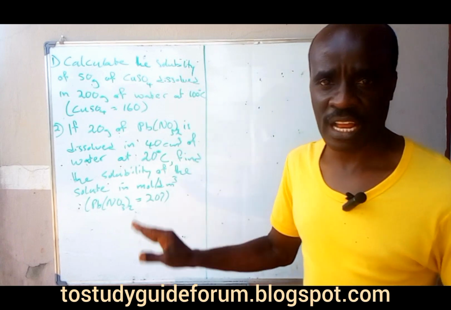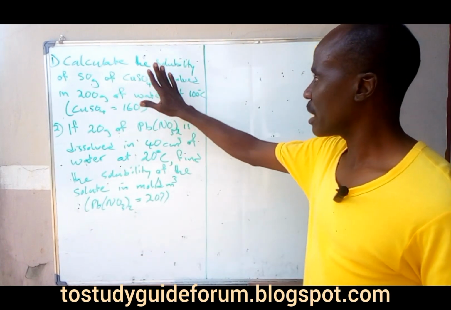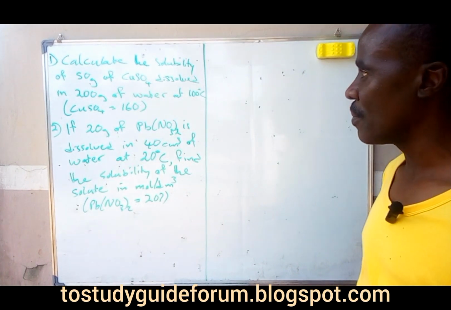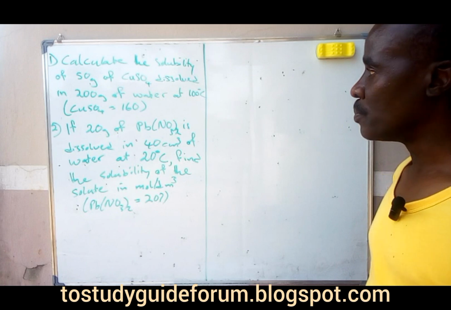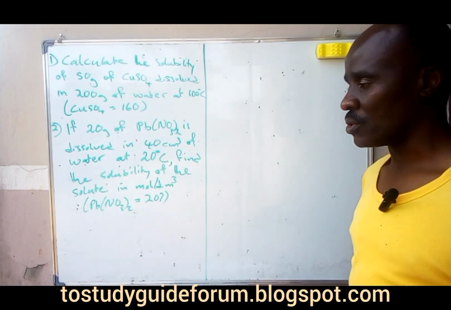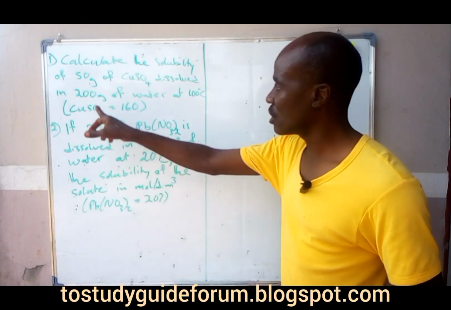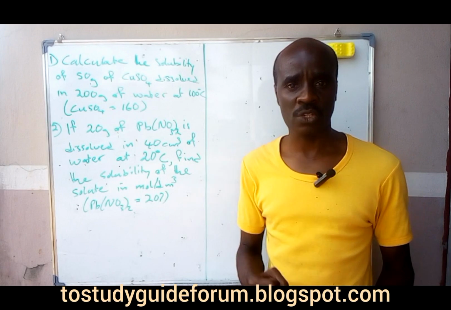Now we have a series of calculations that have to do with solubility. We have about two of them. Say, calculate the solubility of 50 grams of copper 2 sulfate 6 dissolved in 200 grams of water at 100 degrees Celsius. Notice that the water is in grams, but we can also find out what it means in cm cube.